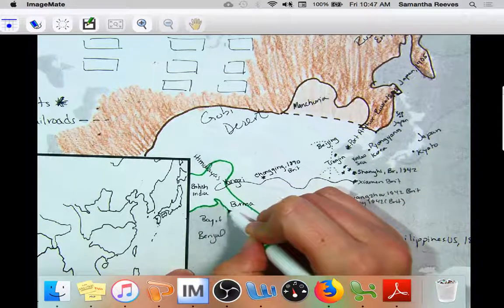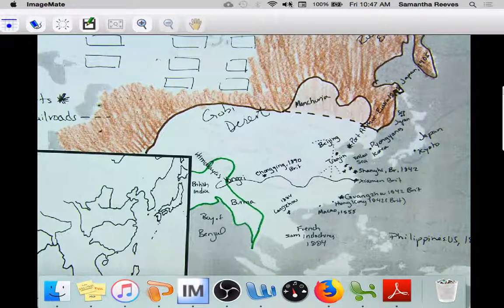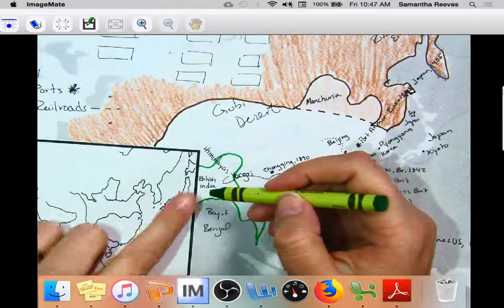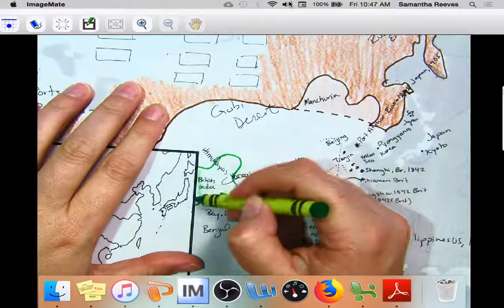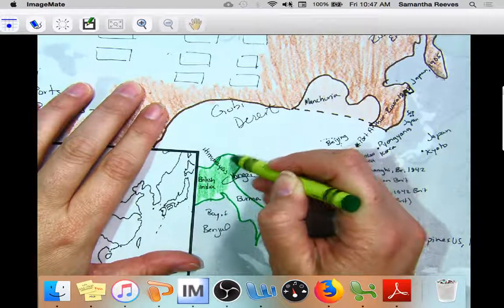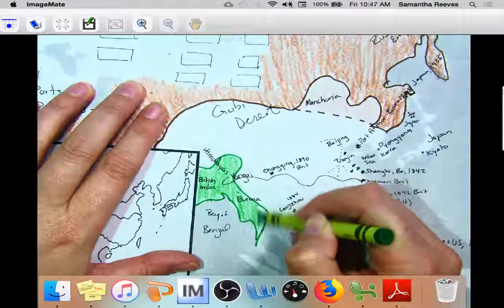So this is the territory the British outright own and control. It obviously goes all the way down over here because what's right here? This map continued. It's India. They directly control India, which is where they're getting the what? Opium. This is a hard color, yeah.